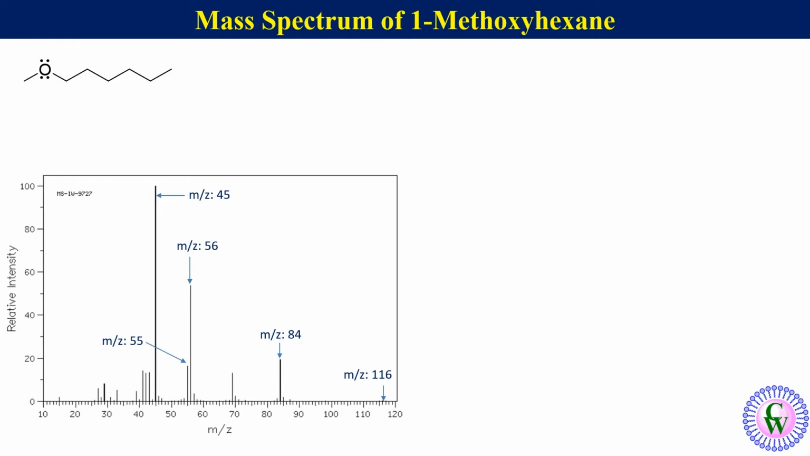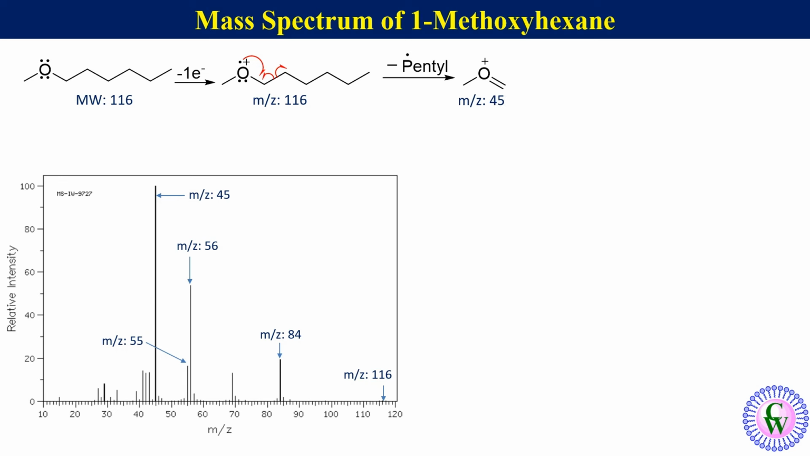Mass spectrum of 1-methoxyhexane. Here I will explain the formation of fragments with the given M by Z values. Molecular weight of 1-methoxyhexane is 116. Removal of one non-bonding electron gives molecular ion with M by Z value of 116. Beta cleavage like this eliminates pentyl radical and O-methyl formaldehyde oxonium ion with M by Z 45.